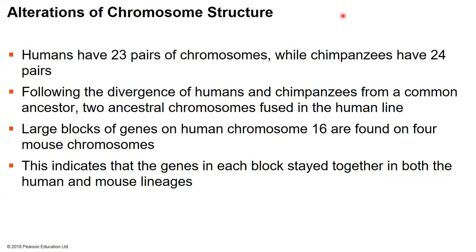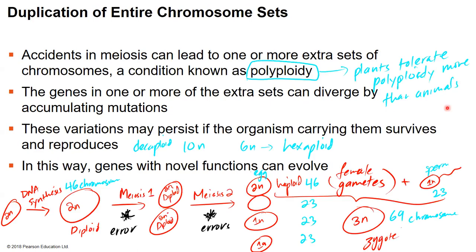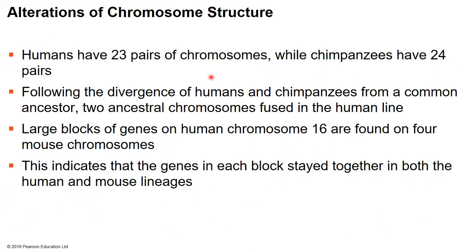Now, here we're talking about duplication of a whole set of chromosomes, adding an extra set or more than one set. But also duplication might happen to one chromosome or parts of the chromosome.